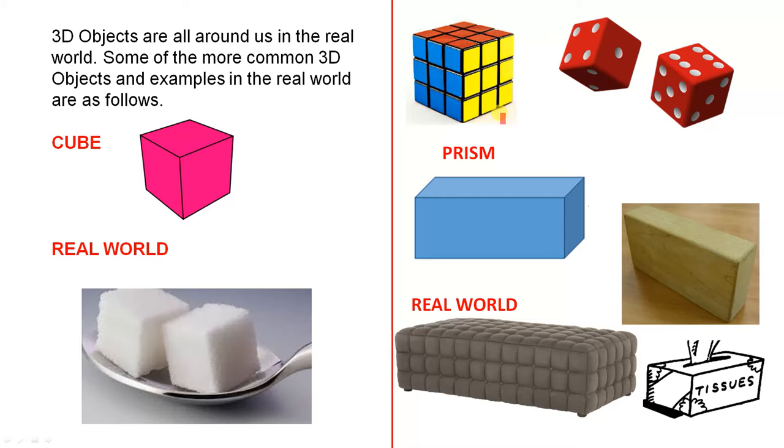And the Rubik's Cube is a great example, and also dice. As far as the prism is concerned, many blocks of wood are in the shape of a prism, also beds and tissue boxes. These are only three examples, but there are many, many more.